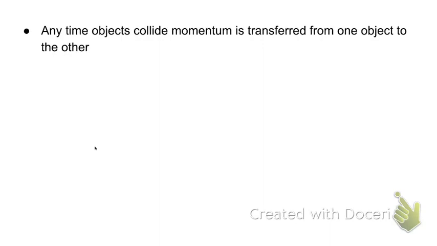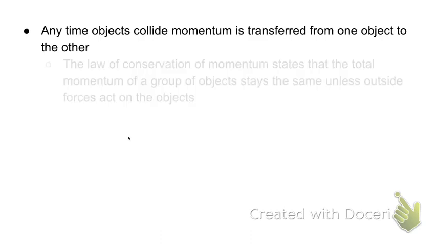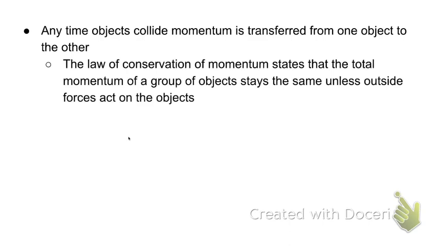Anytime objects collide, momentum is going to be transferred from one object to the other during a collision. The law of conservation of momentum states that the total momentum of a group of objects stays the same unless outside forces act on the objects.